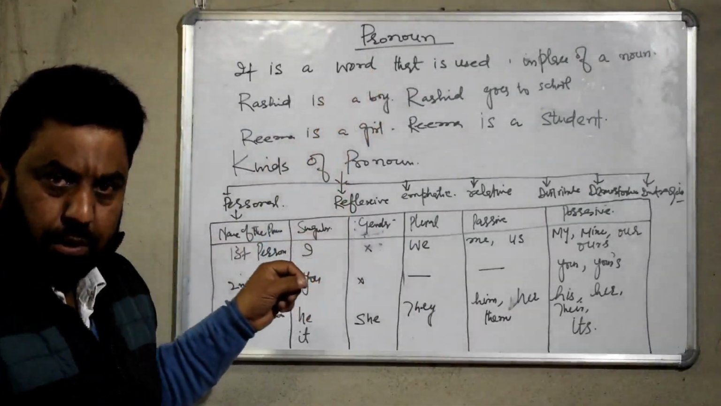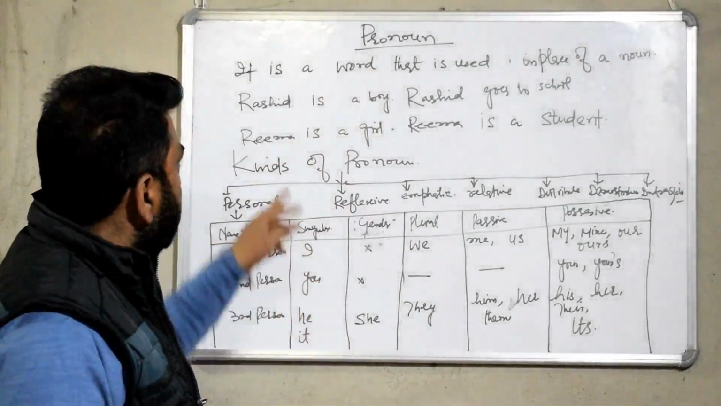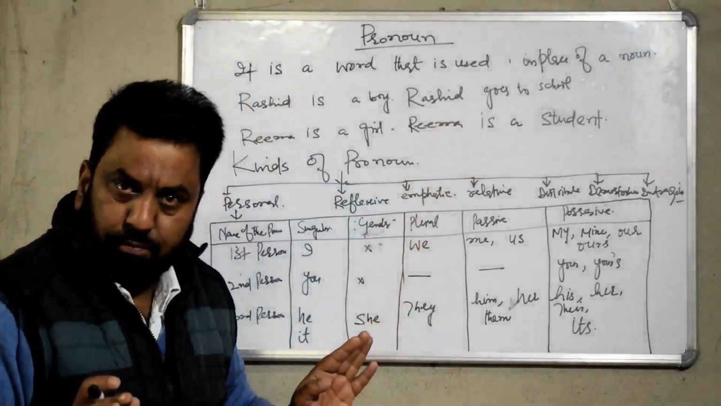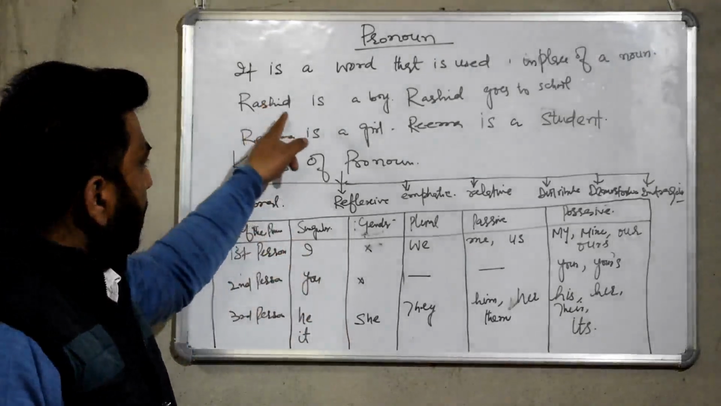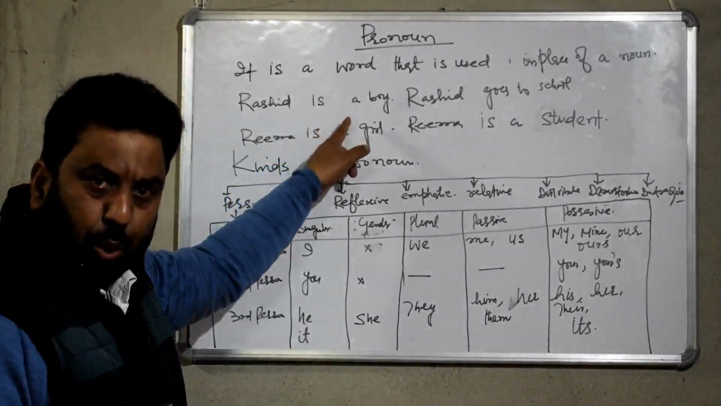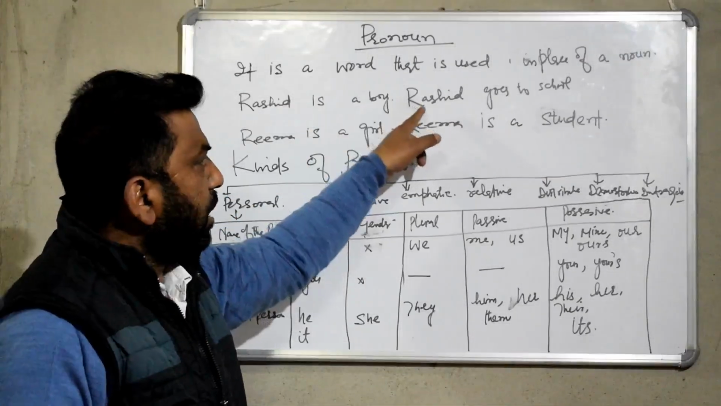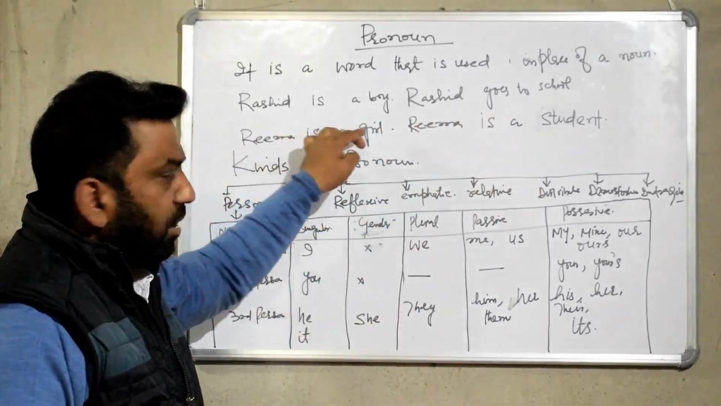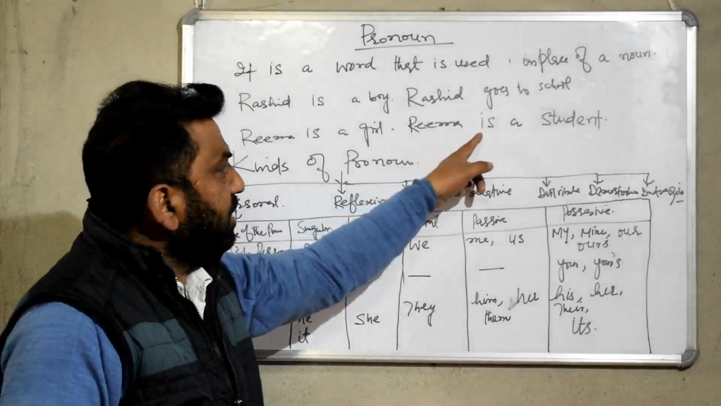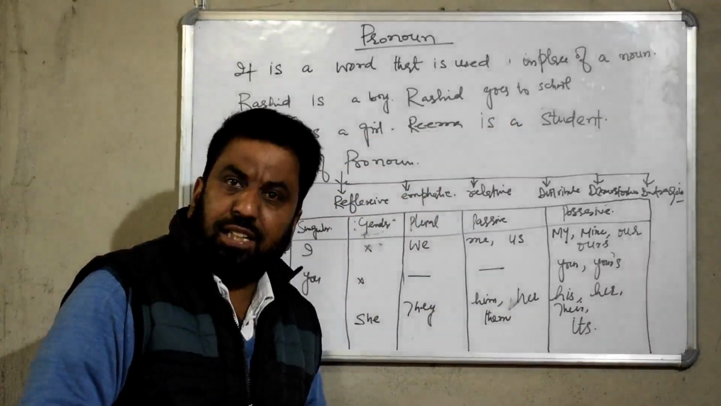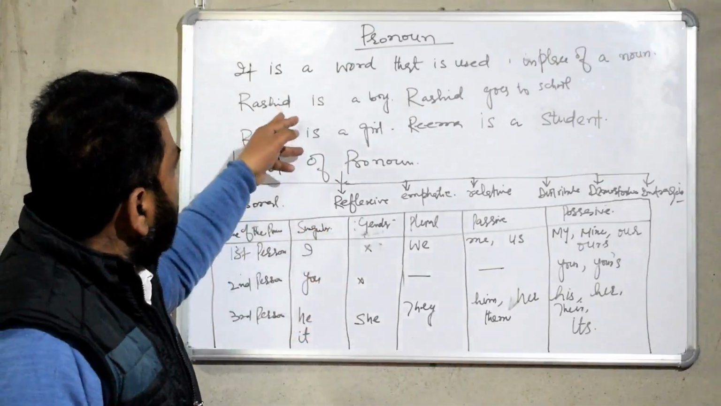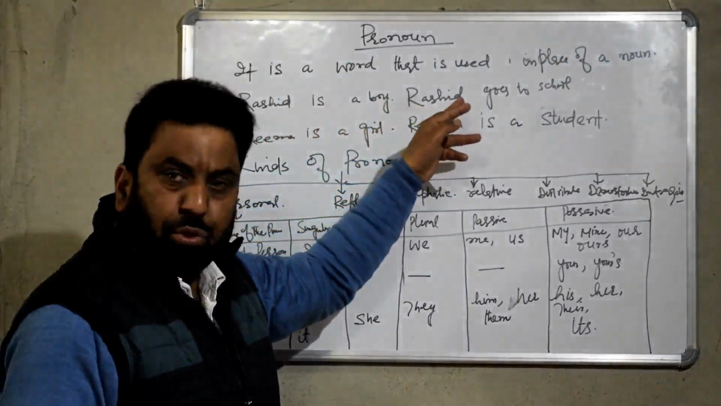So what is a pronoun? The definition of the pronoun is, it is a word that is used in place of a noun. For example, Rashid is a boy. Sentence number 1. And sentence number 2, Rashid goes to school. Another example, Rima is a girl. Rima is a student. So let's take the example of these two sentences. Let us discuss the first one. Rashid is a boy. Rashid goes to school.